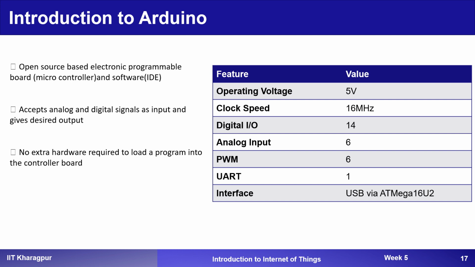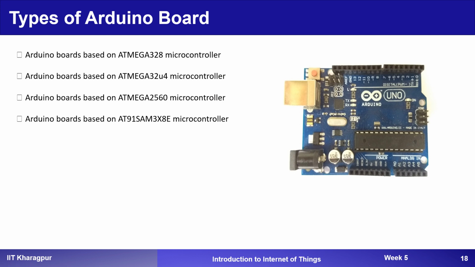Now the features of Arduino. The operating voltage required by Arduino is 5 volt, and the clock speed is 16 megahertz. The number of digital input output pins is 14, analog input pins is 6, PWM, that is pulse width modulator, is 6, and UART is 1. Then the interface is USB by ATmega 16 U2. Now the types of Arduino board.